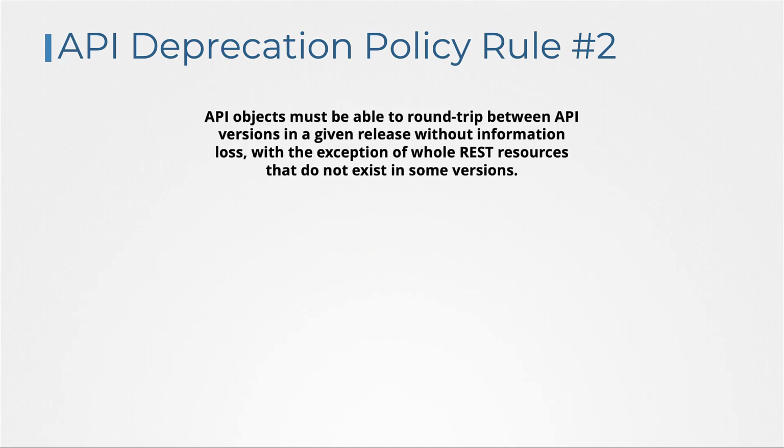So that brings us to the second rule of API deprecation policy. API objects must be able to round trip between API versions in a given release without information loss, with the exception of whole REST resources that do not exist in some versions. If we create an object in the V1 Alpha 1 version, and it is converted to V1 Alpha 2 and then back to V1 Alpha 1, it should be the same as the original V1 Alpha 1 version.